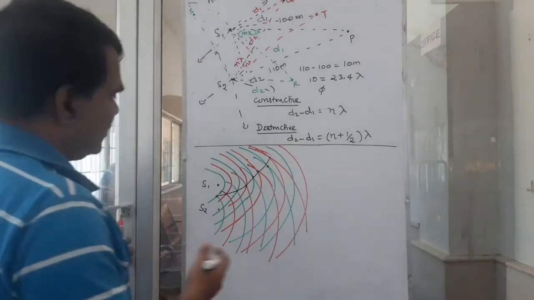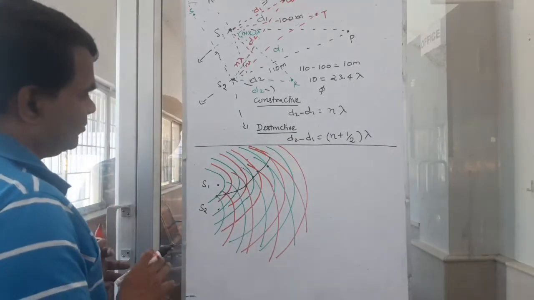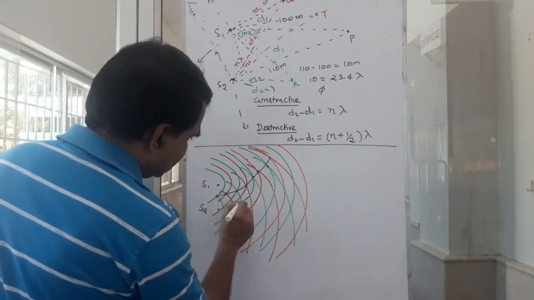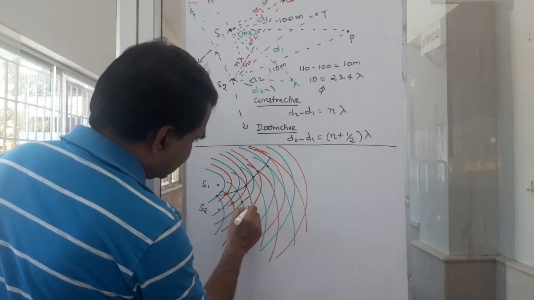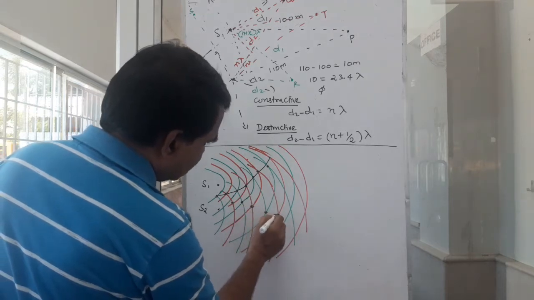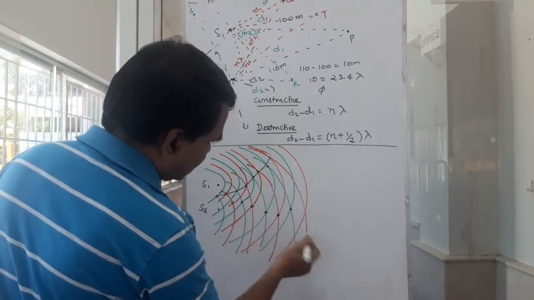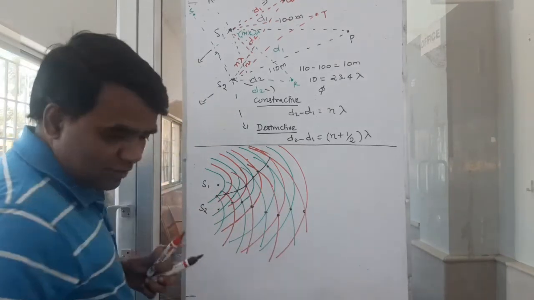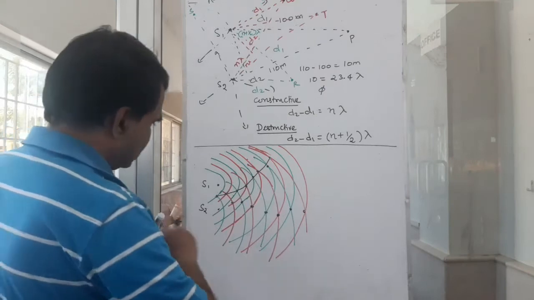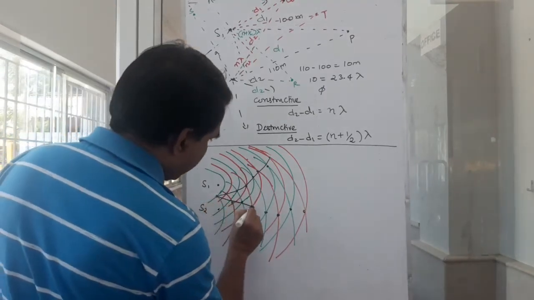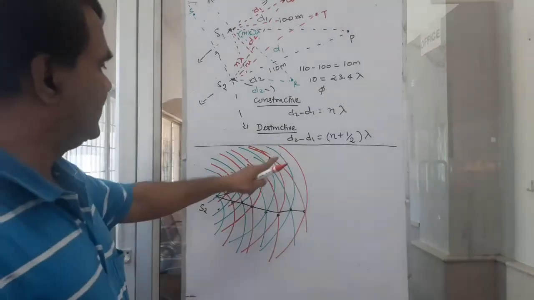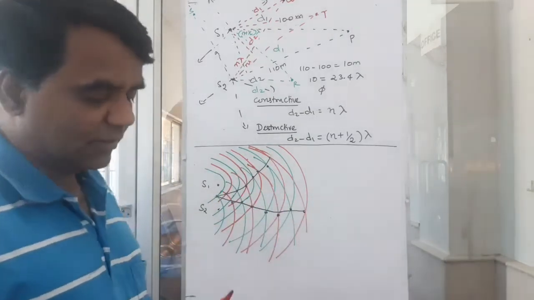But wherever, again, I can take here, right? So this is another constructive, constructive, constructive. Okay, so this also, I'll use the same color here. So you can see the constructive interference. These are the points where you get constructive interference.